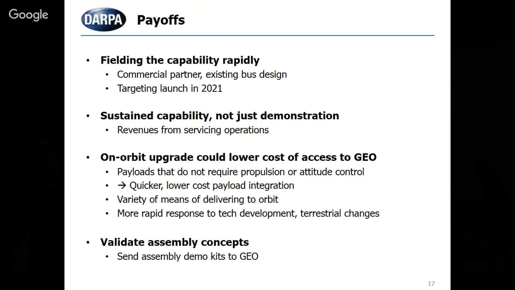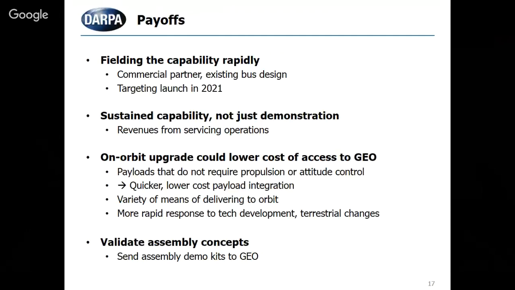We are investing in making this a sustained capability, so we'll have enough propellant and enough electronics reliability and that kind of thing to make sure we can do dozens of operations over several years. And by being able to add things in GEO, we want to lower the cost of access. If you don't have to integrate your payload, whether it's a meteorological payload or a space weather sensing payload, with a bus, it should be faster to build and cheaper to build.